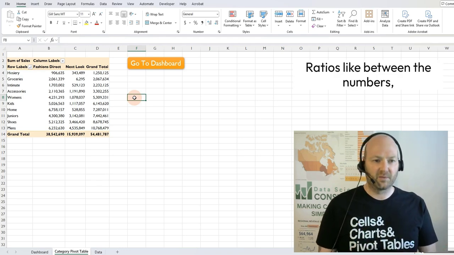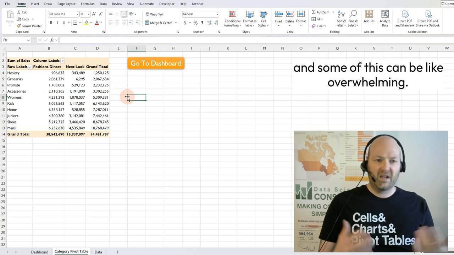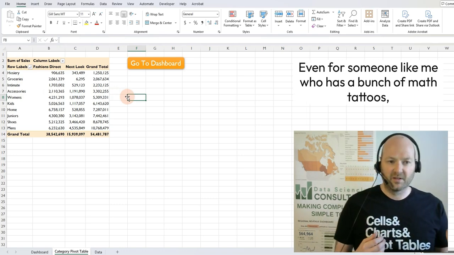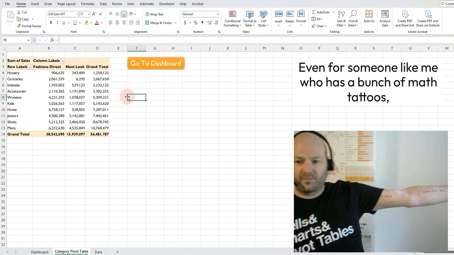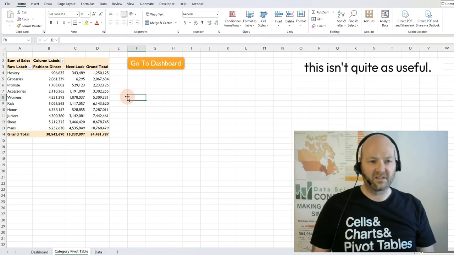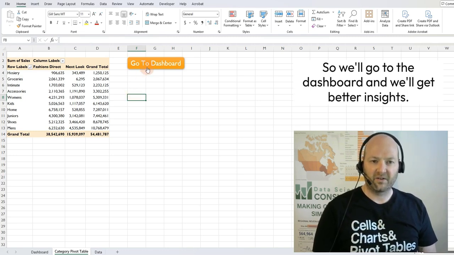Ratios between the numbers, you can see this is kind of 4 times as much, but you still have to think about it. And some of this can be overwhelming. We're looking at too many numbers, even for someone like me who has a bunch of math tattoos. This isn't quite as useful. So we'll go to the dashboard and we'll get better insights.